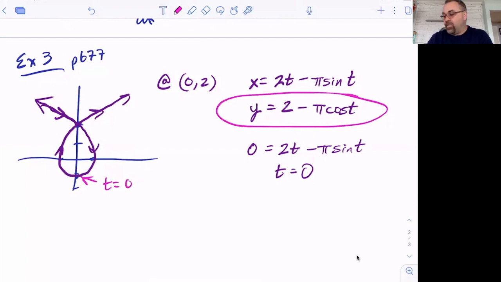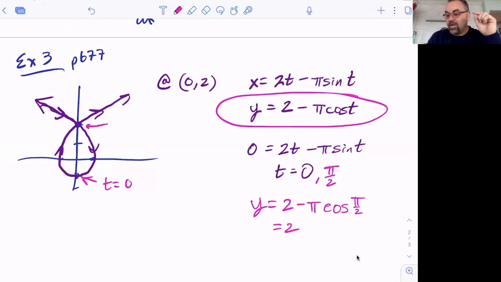So when else would 2 minus pi sine t equal 0? Well, check out at pi over 2 what happens. You get 2 times pi over 2, so that's pi, minus pi times sine of pi over 2. Perfect. That would also be 0. And at pi over 2, guess what? This equation, y equals 2 minus pi cosine of pi over 2. That's right, you get 2. So we know one of the points where it crosses here is at t equals pi over 2.